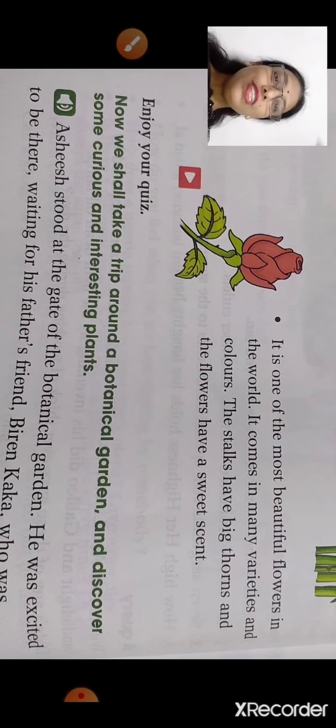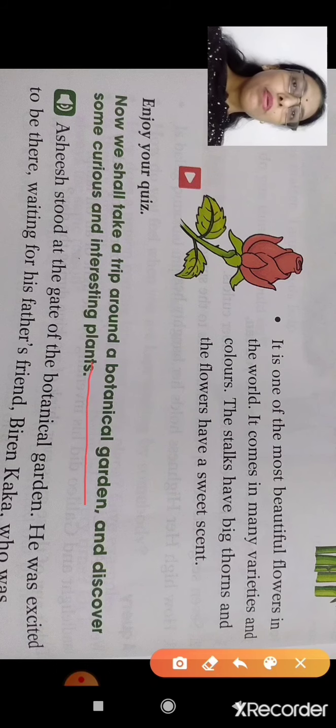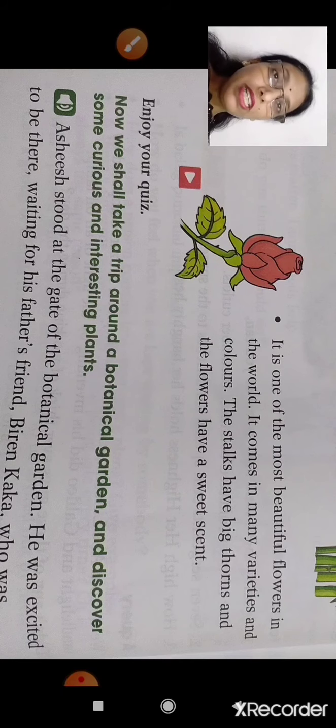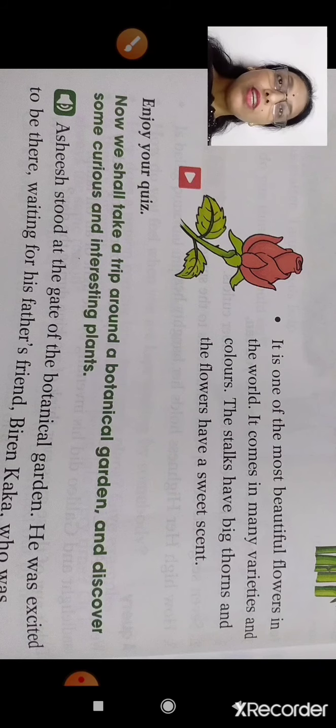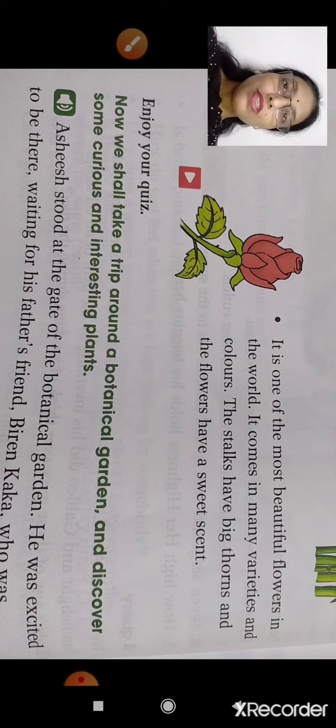Alright. Now we shall take a trip around a botanical garden. Do you remember what ma'am told about this botanical garden? To brief, it is a place where plants are grown so that people can come and view those plants, and scientific study is done on these plants. And discover some curious. Can you find this word curious here? What is curious? Curious is when you develop your interest. Something which is attractive to you. You want to know more about it. Some curious and interesting plants.